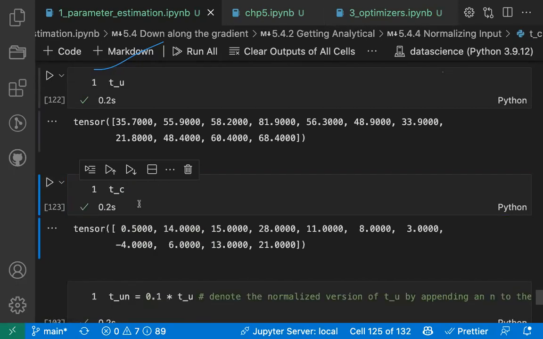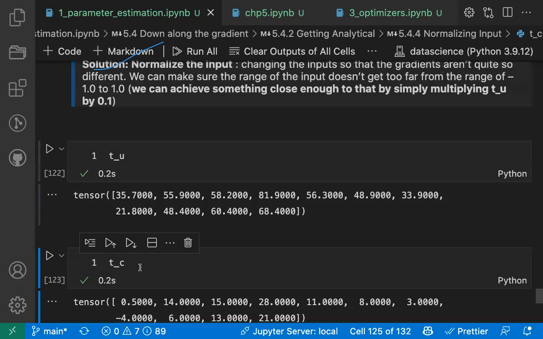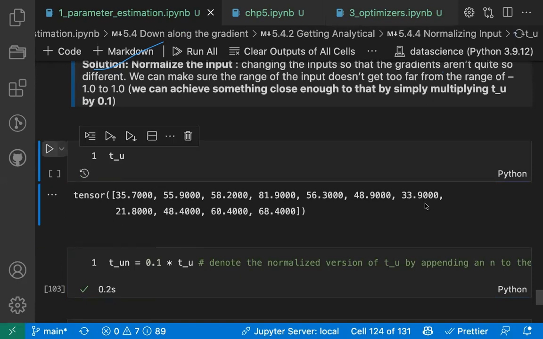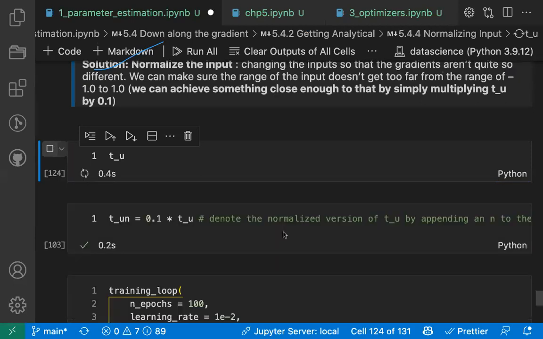Oh, sorry, not this one. TU, I mean, sorry. Yeah, TU. What I mean by this is that here the values are of different scale. Can you see, what is the minimum value here? The minimum is 33. What is the largest value here? It is 8, right? It means the values are of different scale. So we need to do what is called normalization.